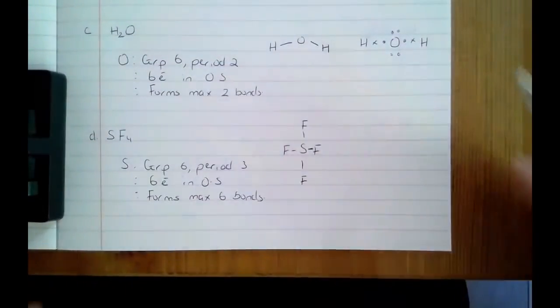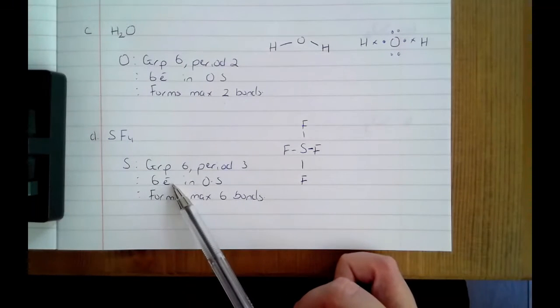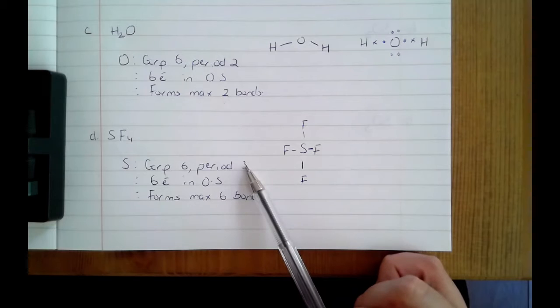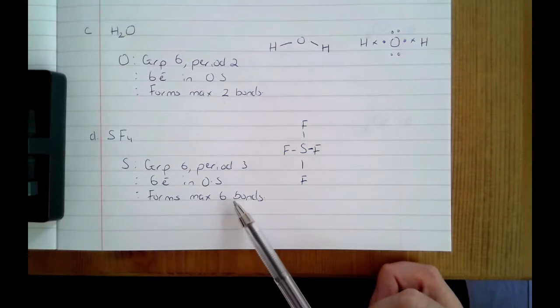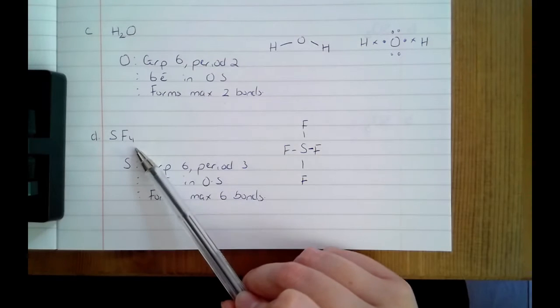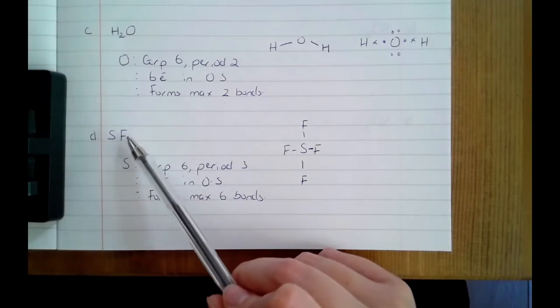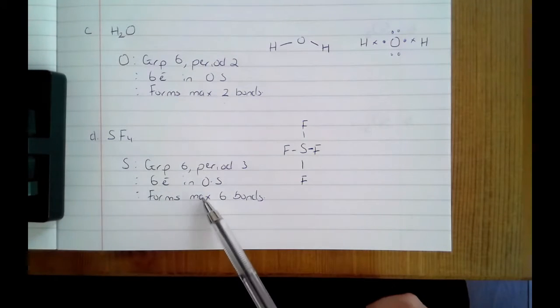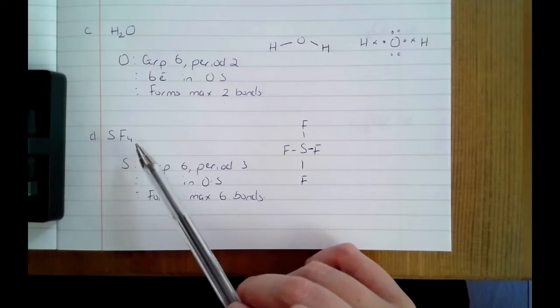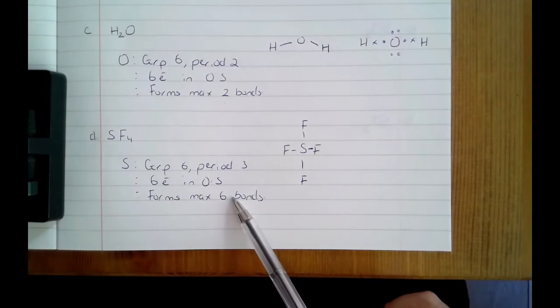If we look at another group 6 element though, sulfur, here it's in group 6, so like oxygen it has 6 electrons in its outer shell, but because it's in period 3, it can form up to 6 bonds. In this case, it's forming 4. It might form 2, it might form 4, it might form 6. You'll figure out how many it's forming from the formula, but just be aware that it's totally fine for sulfur to form 4 bonds. It's in period 3. As long as it doesn't exceed 6, it's fine.